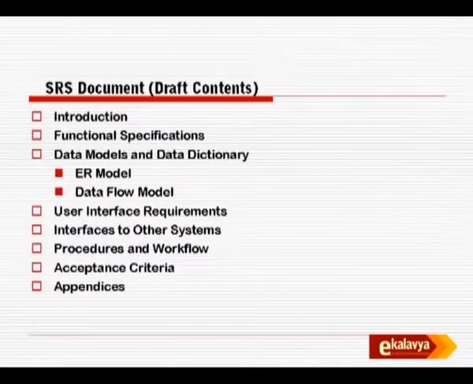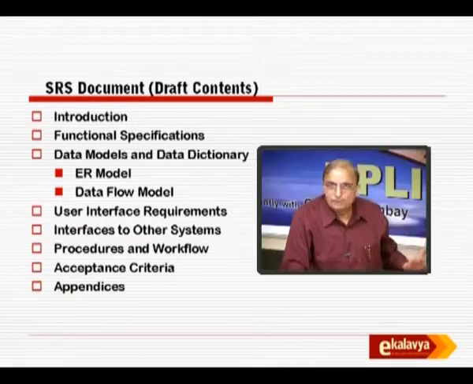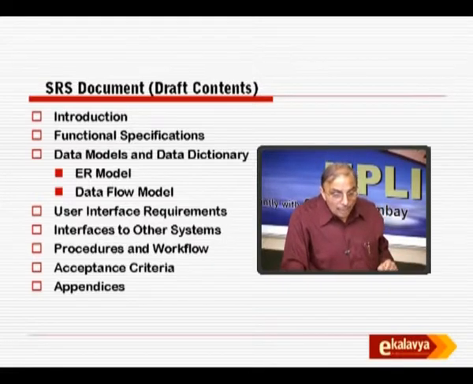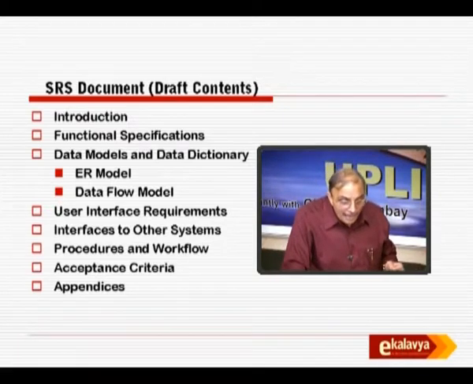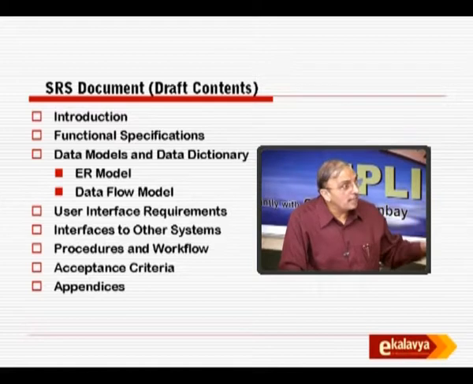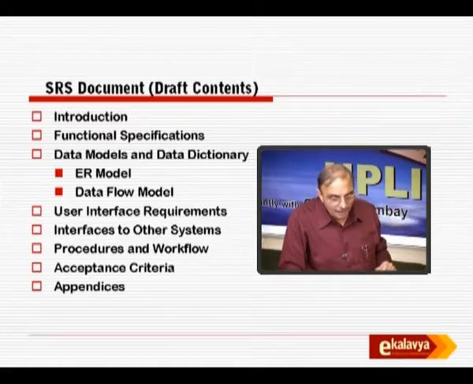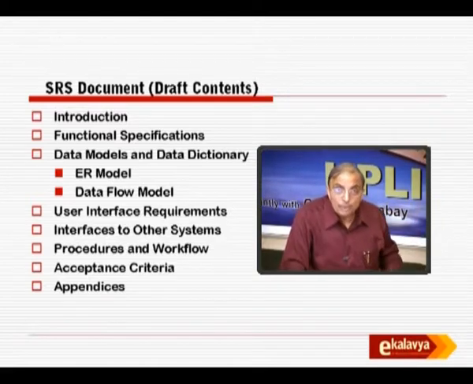And finally, this is the SRS document. I will leave this document here for you to read. Typically, a software requirement specification document will have an introduction, and the basic functional specification of the overall system, just 3 or 4 or 5 pages of that specification. Then it will have data models: the ER model and data flow model and the complete associated data dictionary. Then it will have user interface requirements for screens, menus, reports, everything. Then it will have interfaces to other systems.